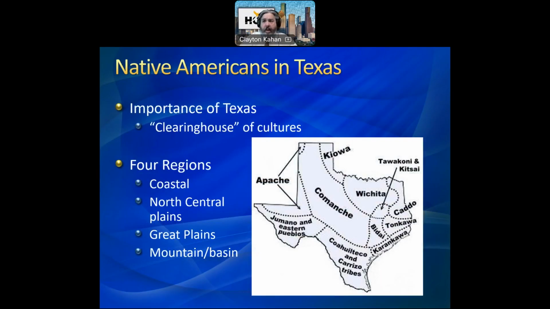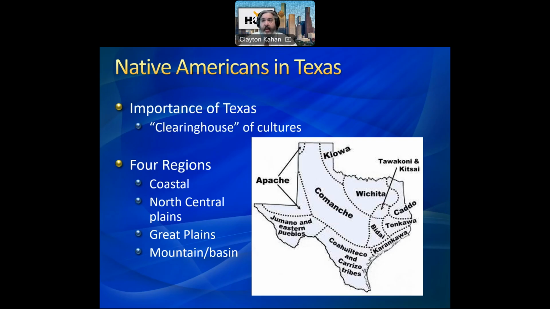So, when it comes to Texas, there are four natural regions to discuss about this particular state, the four natural regions that people are going to be coming through to come through Texas and to all of these other areas. These four natural regions are represented on the map that you see on the screen. The first natural region is the coastal region.